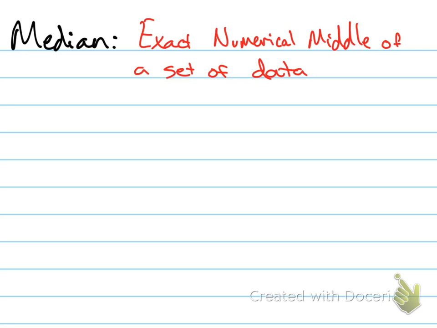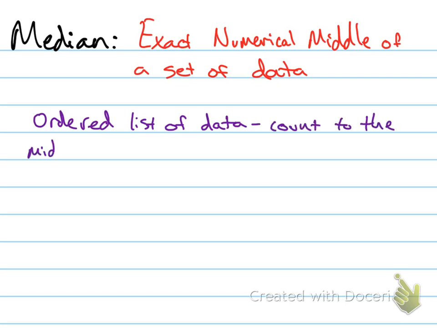So, it's pretty easy to find that. Again, all you need to do is create an ordered list of your data. Once you've created that ordered list of your data, count to the middle. And there's lots of different ways that you could count to the middle. I'll show you one quickly today.